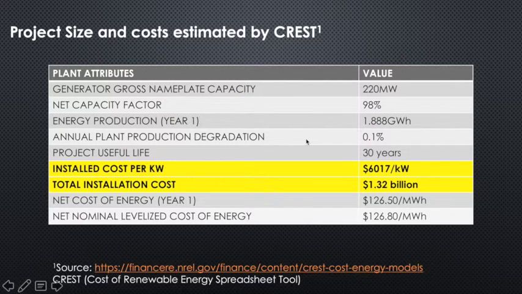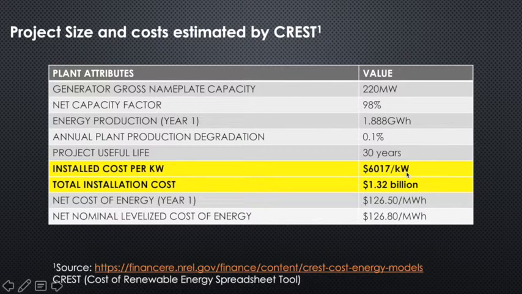Let us now talk about the installation cost in per kilowatt as well as the total installation cost for our project. As you can see with the different plant attributes that have been mentioned over here, such as the generator gross nameplate capacity of 220 megawatt and the annual energy production being almost 1.8 gigawatt hour, and assuming an annual plant production rate of 0.1% and a project useful life cycle of 30 years, based on our requirements for achieving a 220 megawatt capacity and all of the procurement for the different equipment, the installation cost per kilowatt comes to around $6,017 per kilowatt.